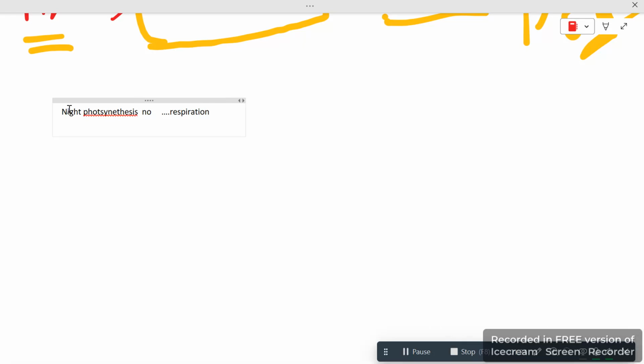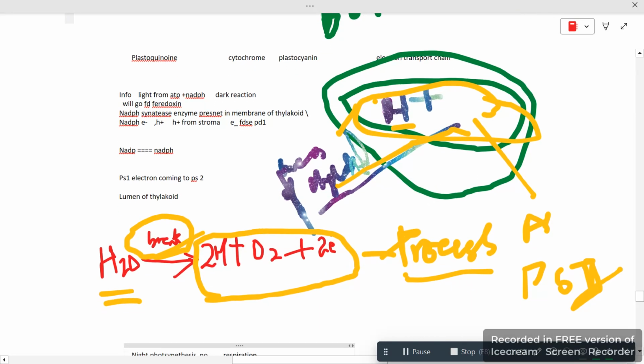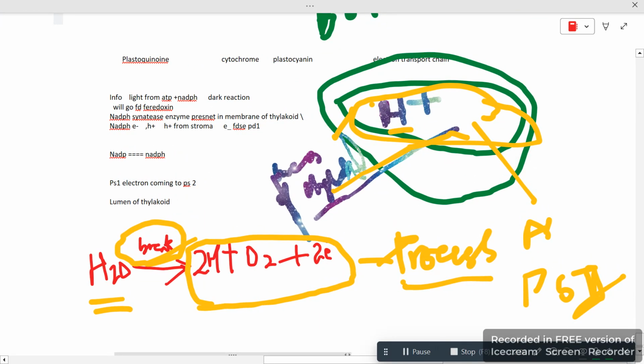Okay, then our complete light reaction: the target was to form ATP. Why do we need that ATP? To fill the lumen of thylakoid with H positive ions. Simply, the target was to make ATP and to fill the lumen. As we discussed, the lumen only needs H positive ions. Water would be broken down, giving two hydrogen, and one would be given to another thing.